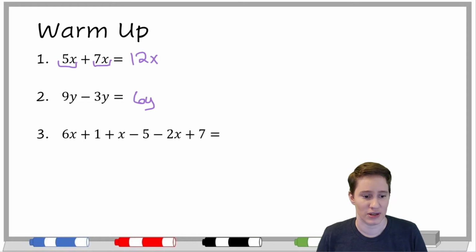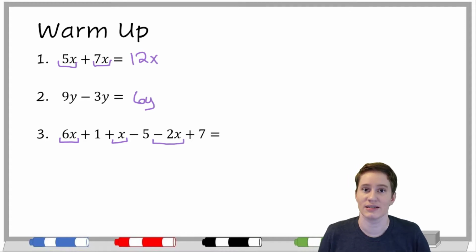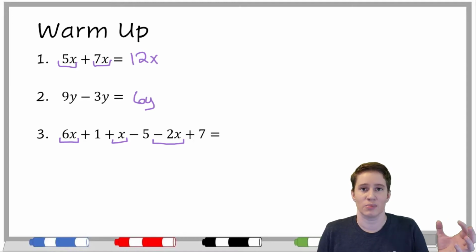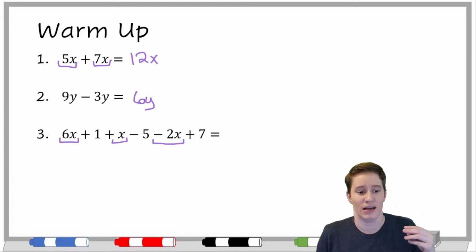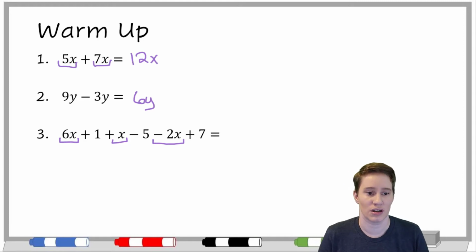So in 3, as I'm looking at this, I would look through and say, okay, well I've got a 6x, I've got this x right here, and I've got this 2x, which we need to think of as a minus 2x. That sign in front of 2x is attached to the 2 and the x. So we can put those x's together, and then we can also put our numbers together, 1 and -5 and +7.